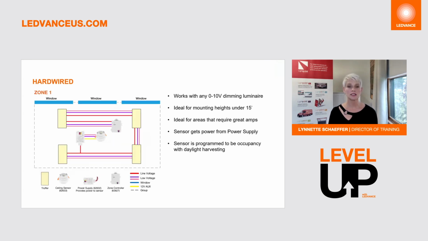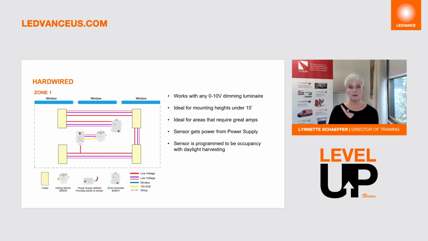So moving on, this is a very similar design, but in this case, a zone controller is being used. Maybe the luminaires require more amps, and so that's why you need this other type of zone controller. But again, you have the low voltage control wires running out to each of those luminaires. You've got the power pack getting power, and then you have that power pack running the sensor. Works with any 0 to 10 volt dimming luminaire. Ideal for mounting heights under 15 feet. Ideal for areas where you have greater amps and you need that 20 amp system.